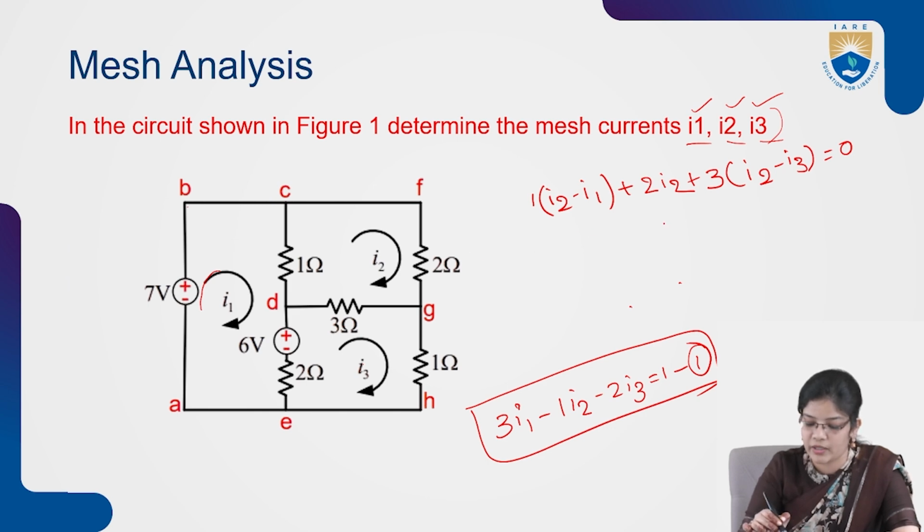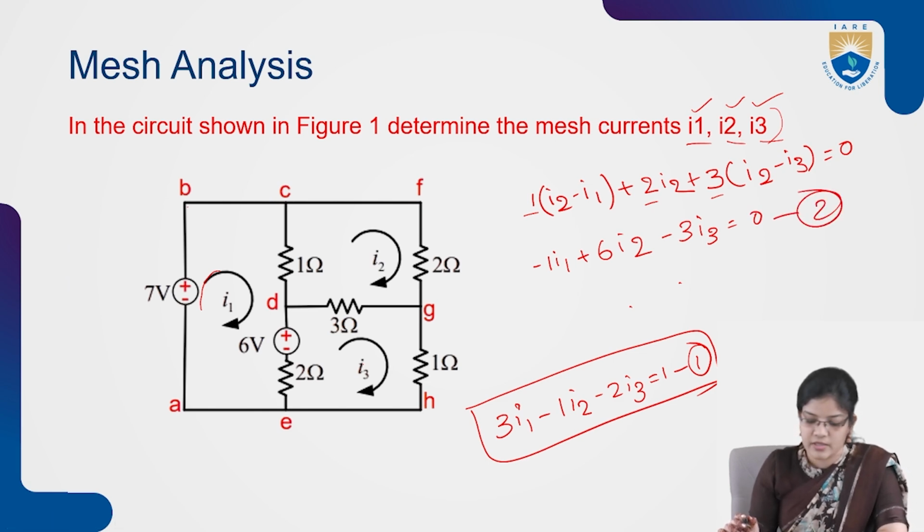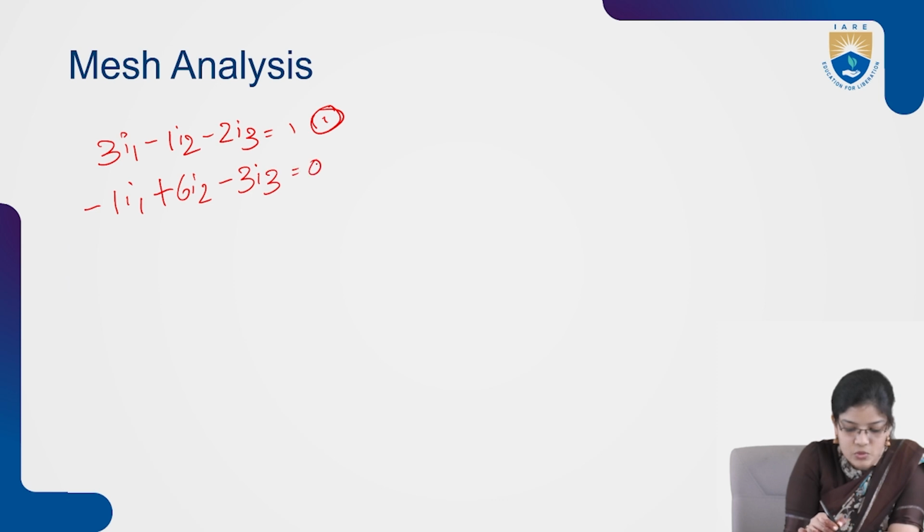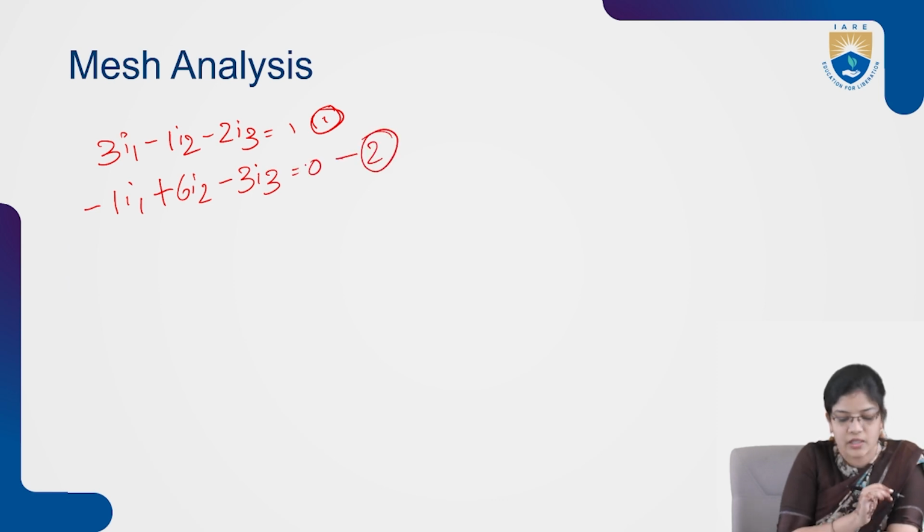Now I am collecting the terms of I1, I2 and I3. It will be minus 1 I1, and I2 terms: 1 plus 2 is 3, 3 plus 3 is 6, so 6 I2, and minus 3 I3, equals 0. Now I am writing the second equation: minus 1 I1 plus 6 I2 minus 3 I3 equals 0. This is the second equation.